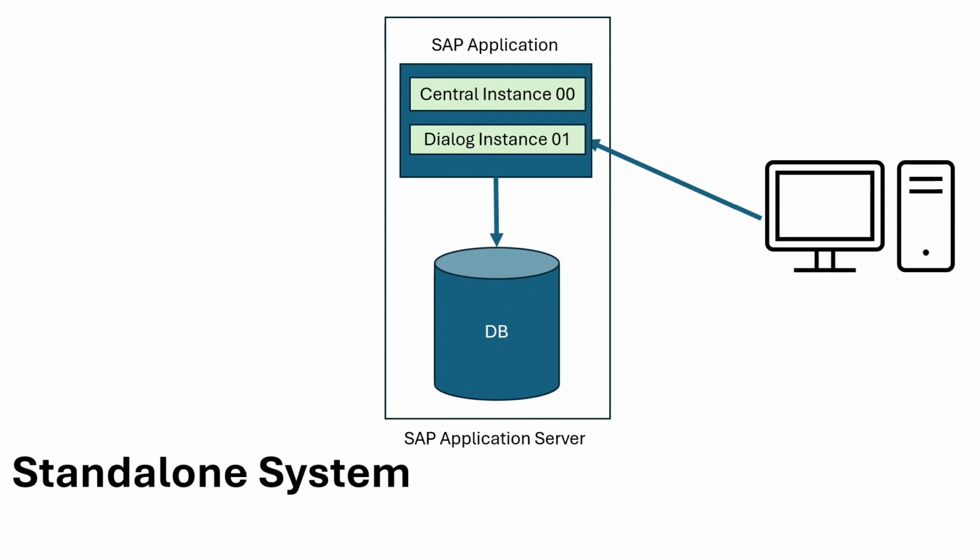In this entire picture, the central instance does not take part. So if you are not able to connect, you need to see whether the dialog instance is up or not. If the dialog instance is not up, you need to see whether the DB is up or not, because the dialog instance cannot sustain without the DB. So that's point number one. If your user is not able to connect, check your network connectivity. If you are able to ping the server, then check whether the dialog instance is up, and then check the DB. I'll show you one by one how to do that.